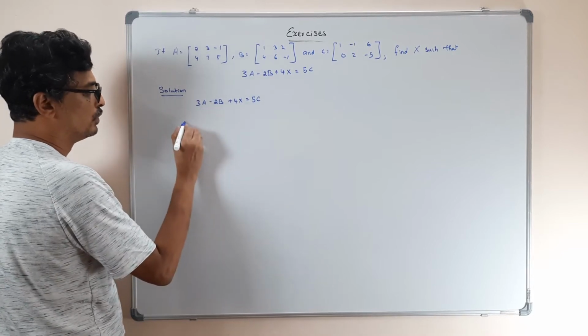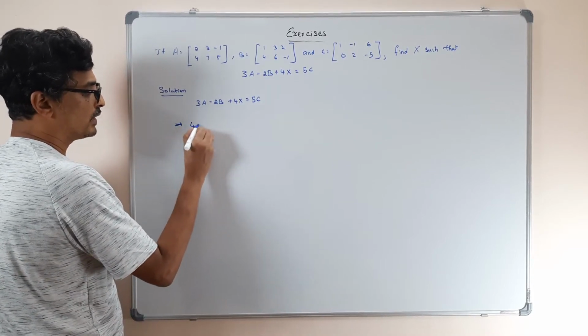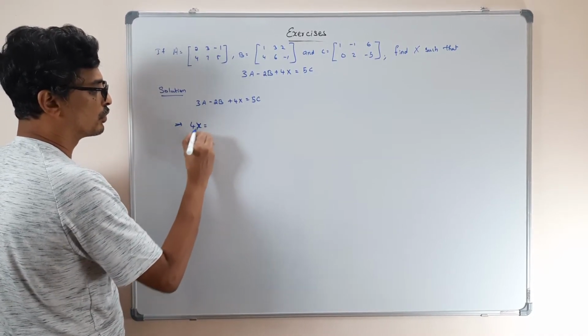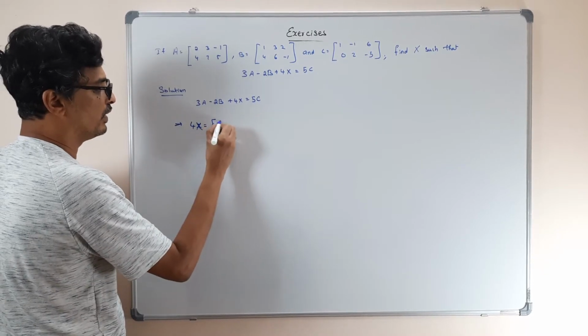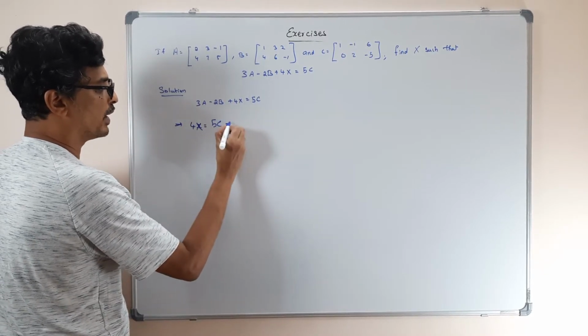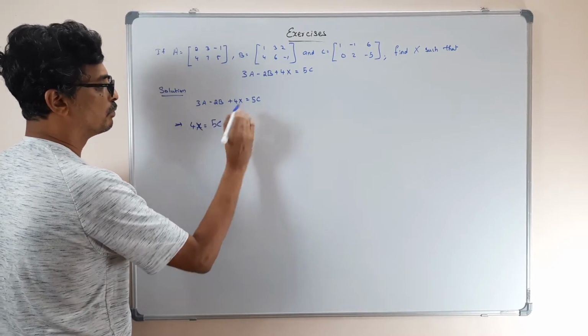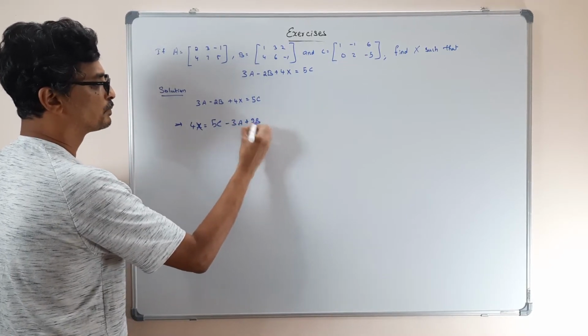So therefore, 4X equal to 5C. I am taking here this one, minus 3A plus 2B. Correct?